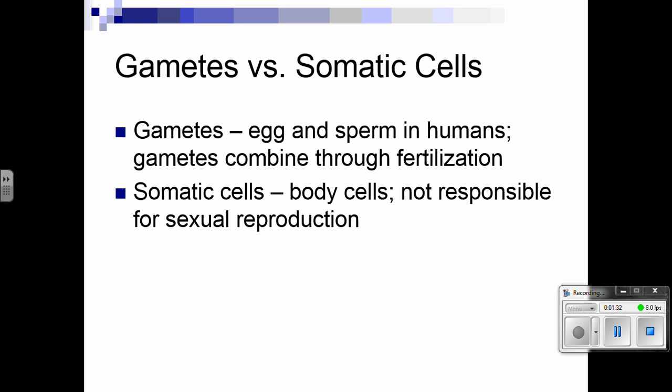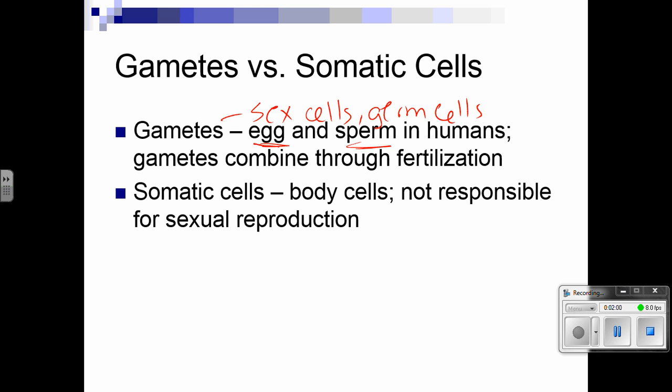Gametes are sex cells. It's another term for them. You may also hear them called germ cells. These are egg and sperm in humans and many other animals as well. And actually, I think in all animals, I'm trying to think of an example where sperm and egg are not in the animal. I think that is the way.